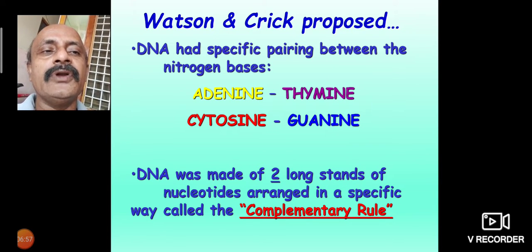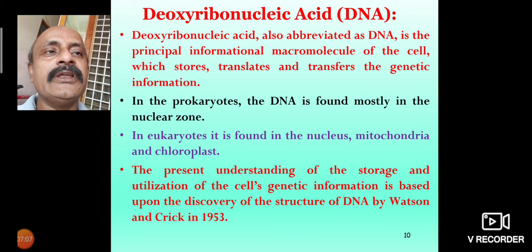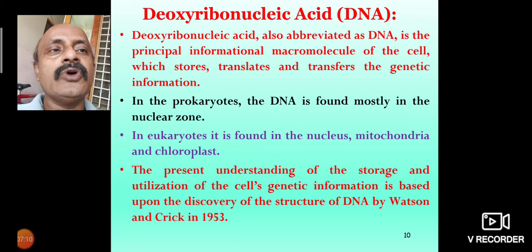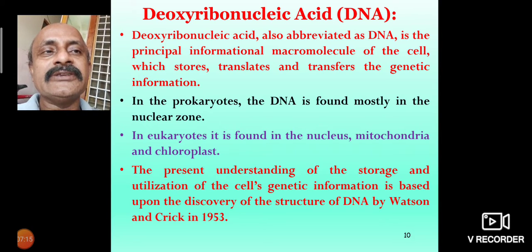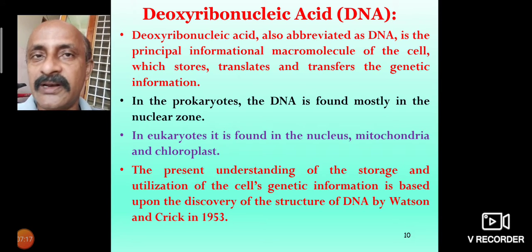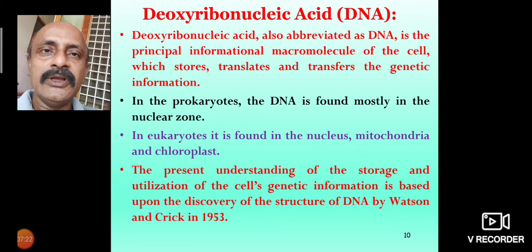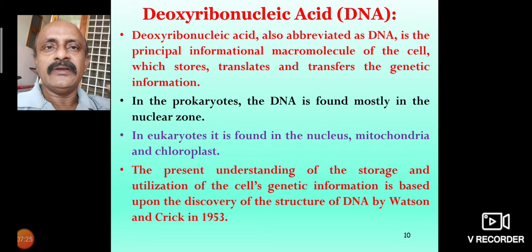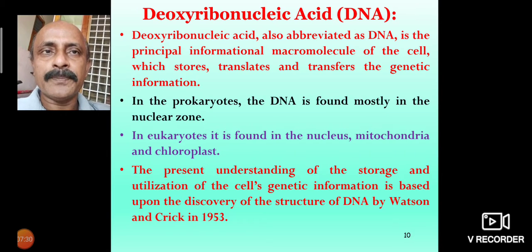DNA is made of two long strands of nucleotides arranged in a specific way called the complementary rule. Deoxyribonucleic acid, abbreviated as DNA, is the principal informational macromolecule of the cell. Principal information means the inheritance characters carried from one generation to another generation, so it is the principal information and inheritance vehicle.